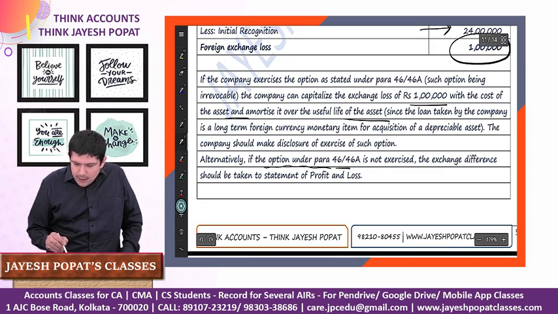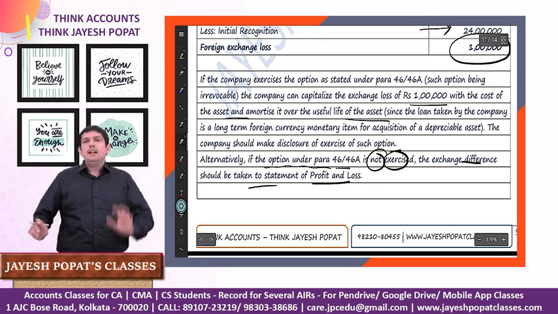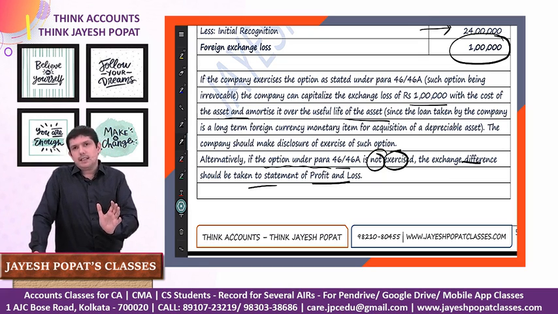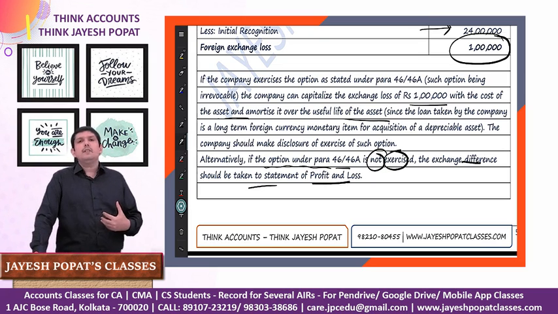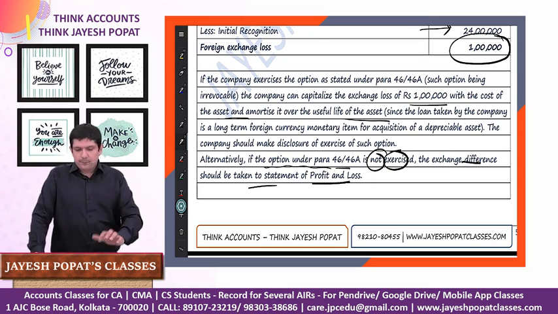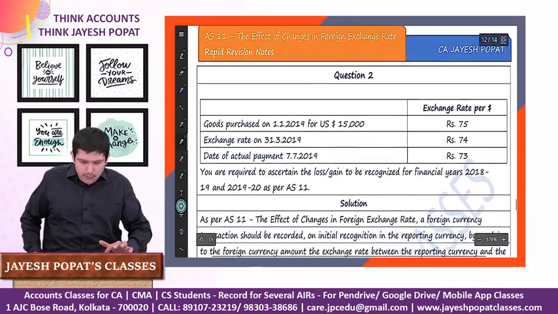Alternatively, if the option under the para is not exercised, then the exchange difference should be taken to the statement of profit and loss. So what we are saying is what the enterprise has done is correct, but if it does not want to avail this option, then it has to take it to the statement of profit and loss.